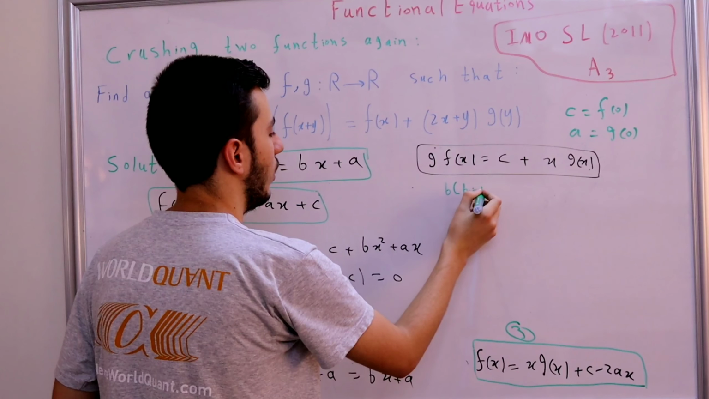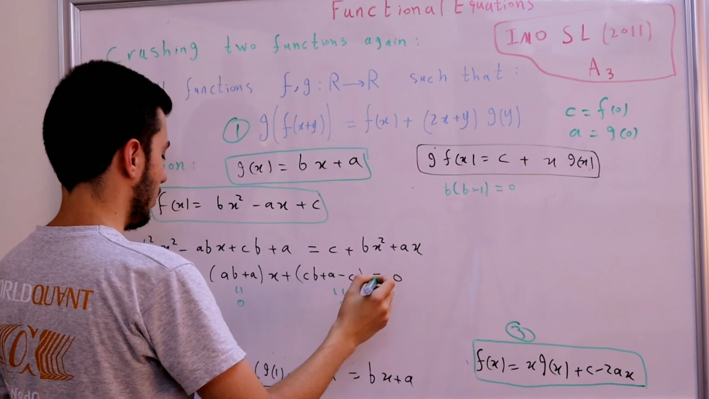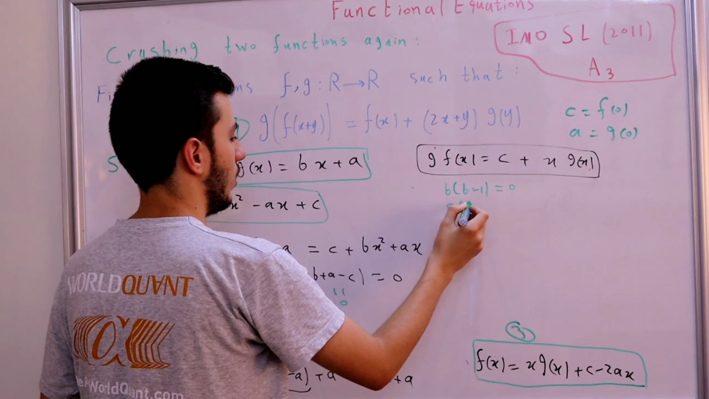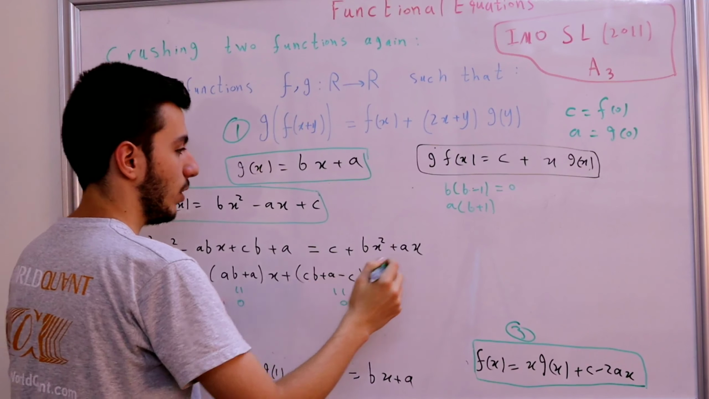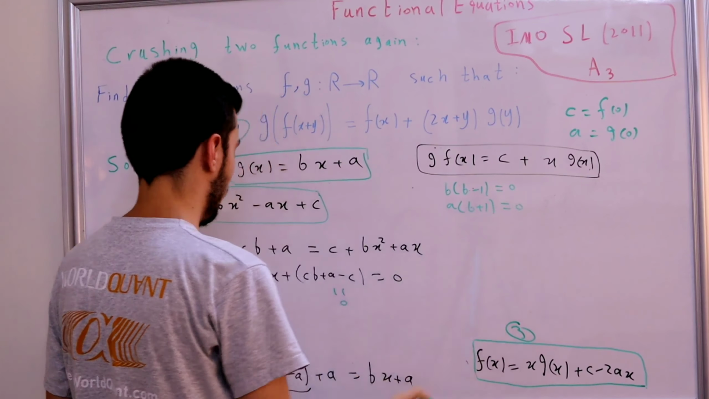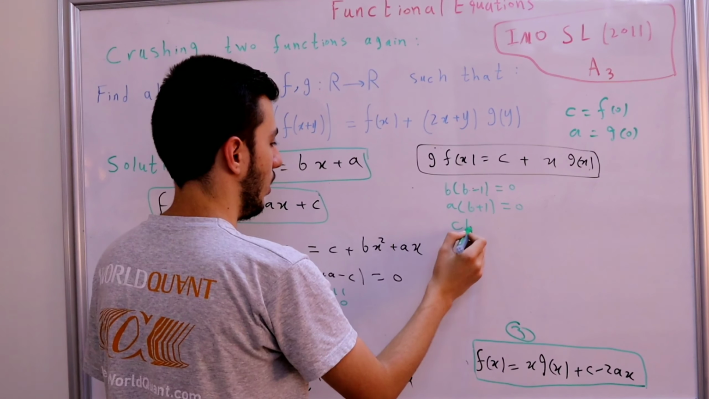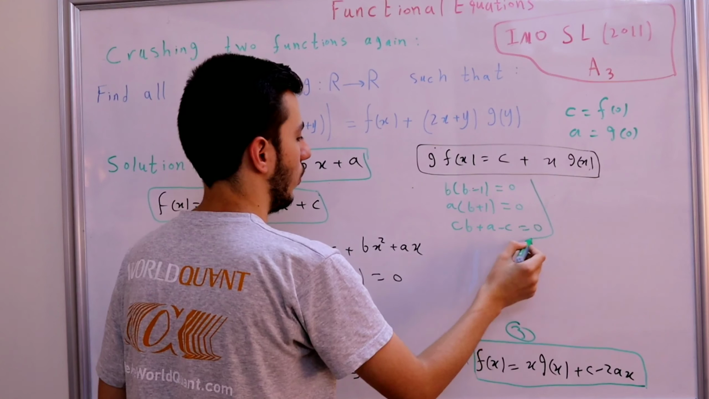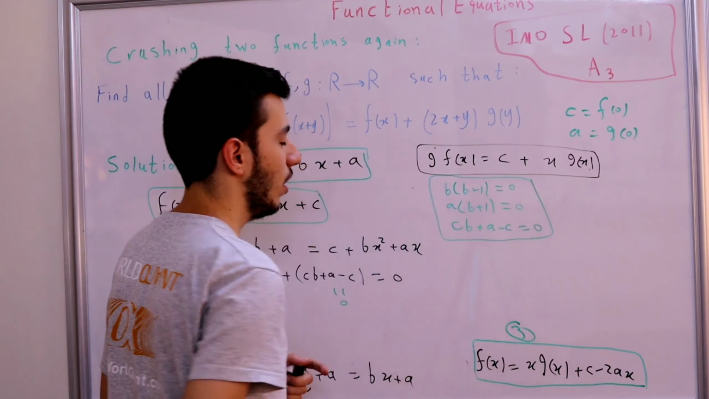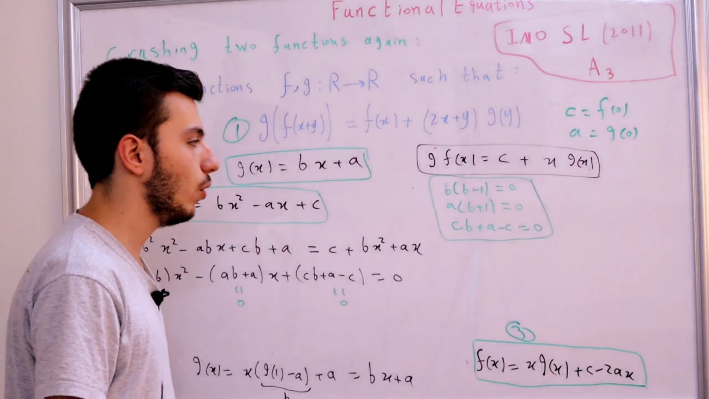b times b minus 1 is equal to 0. And the next is a times b plus 1 is equal to 0. And also we have this one, cb plus a minus c is equal to 0. So I just need to solve these three equations to get the values. Of course, from the first equation, I have two cases. Either b is 0 or b is 1.